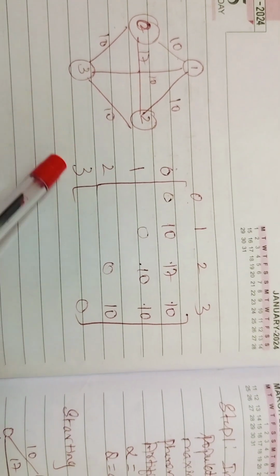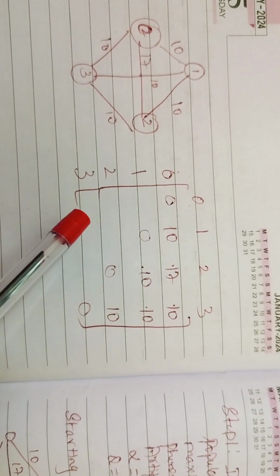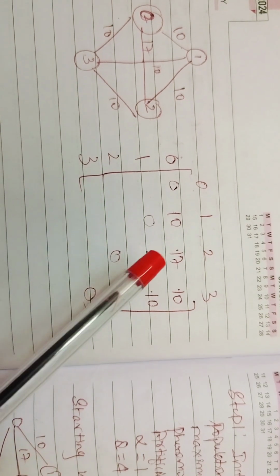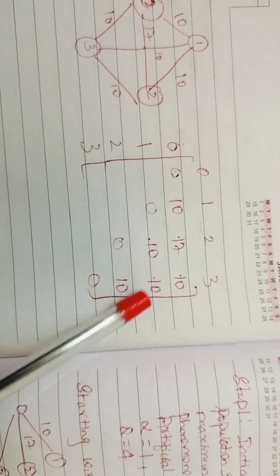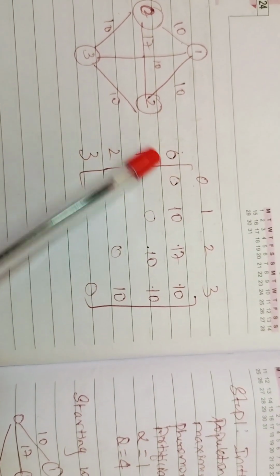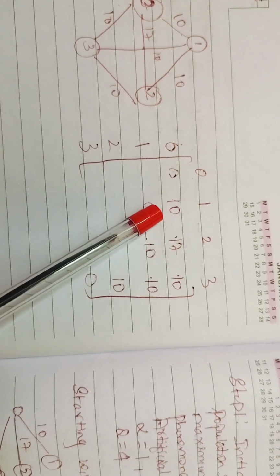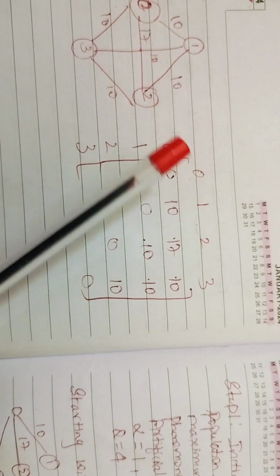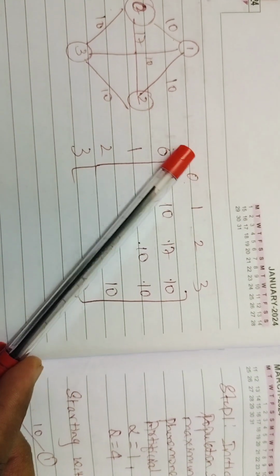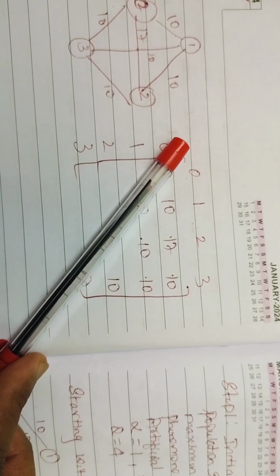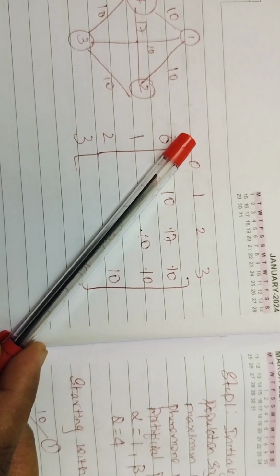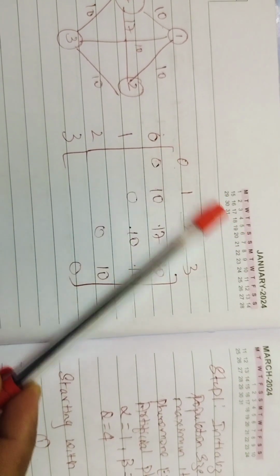We can represent it in the form of a matrix. Since it is a symmetric matrix, we can do the calculation for one part of it, because from 0 to 1 the distance is 10, it is the same as from 1 to 0. That is why for the optimization we can consider the matrix over one side.